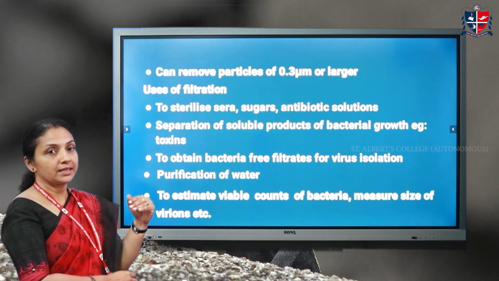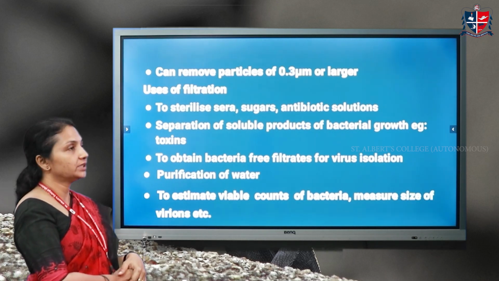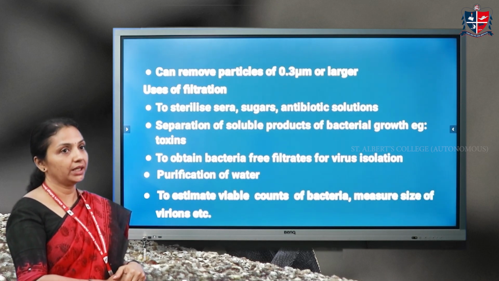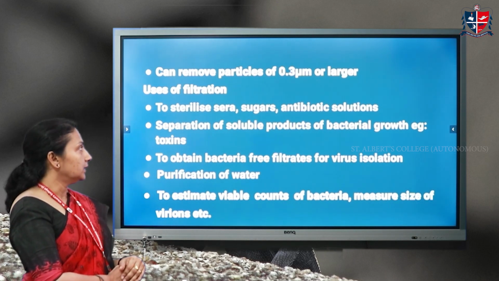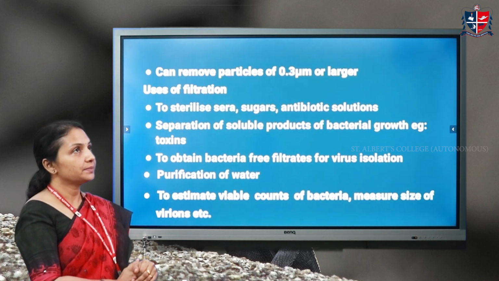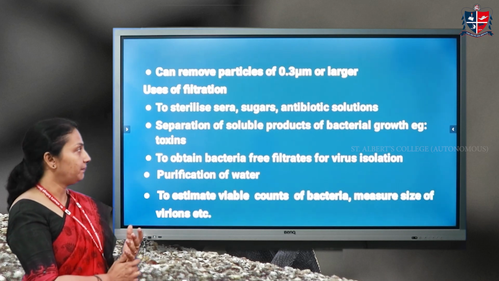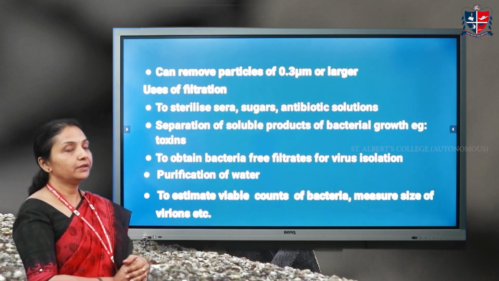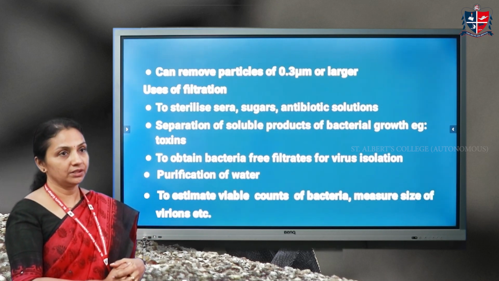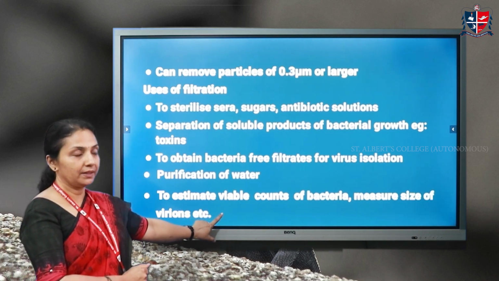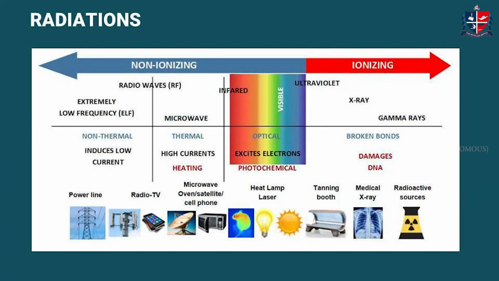Now summarize the uses of filtration. Filtration is used to sterilize syrup as well as sugars and antibiotic solutions which are decomposed by heat. And it is used for separation of soluble substances from bacterial culture, like toxins can be removed with the help of filters. Also, bacteria-free filtrate can be obtained for the cultivation of viruses. And it's used for purification of water as well as to estimate viable counts of bacteria and measure the size of virions. We can use filtration. So that's all about filtration.